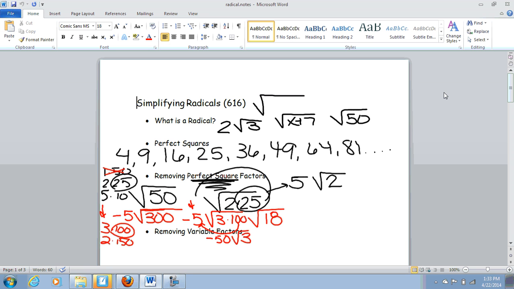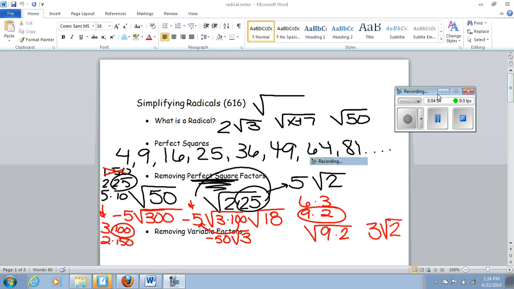Okay. What do you think about 18? Well, I have 6 times 3, and I have 9 times 2. Are any of those numbers perfect squares? Ooh, that one has one. So I like to write it now, the square root of 9 times the square root of 2. Well, the square root of 9 is 3, so we pull the 3 out, and it becomes 3 times, not the square root of 3, 3 times the square root of 2. Okay, removing perfect squares.